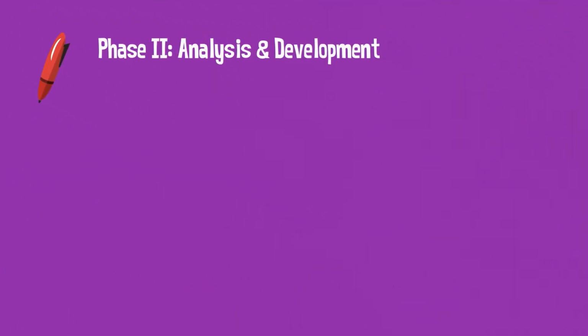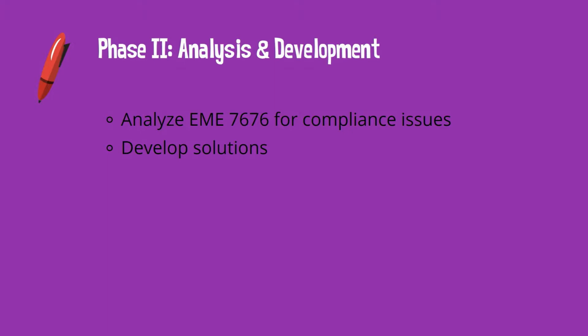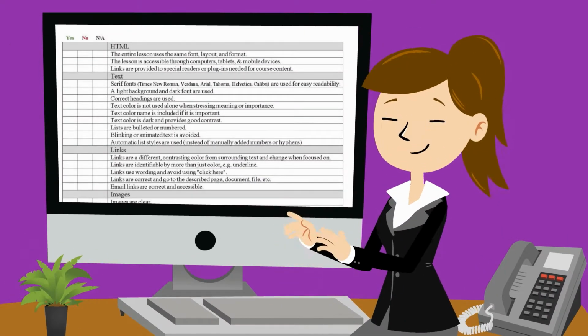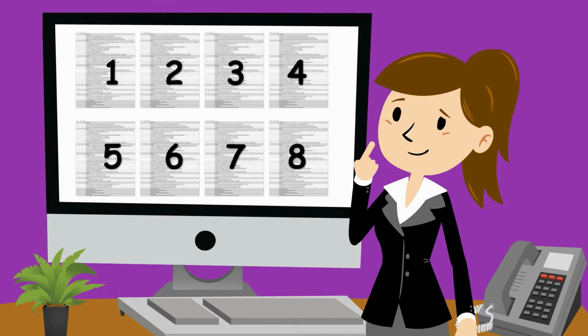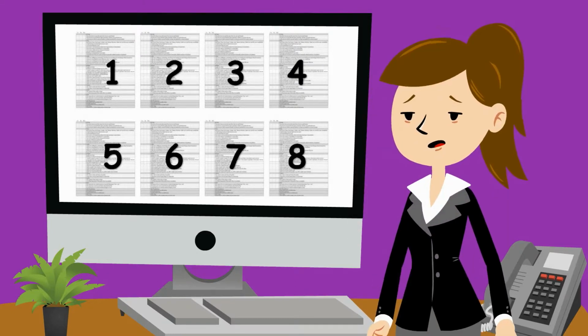Phase 2 involved using the accessibility checklist I had created to analyze the course for compliance issues and then develop solutions to these issues. As I started using the checklist, I realized that I had a problem. There were too many parts to the course for just one checklist. To fix this, I decided to use a separate checklist for each module. This worked well for the analysis, but created another problem.